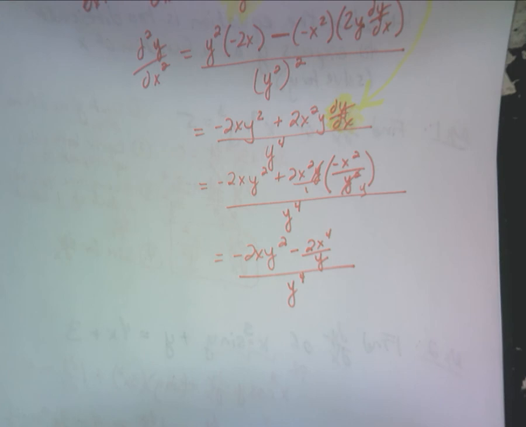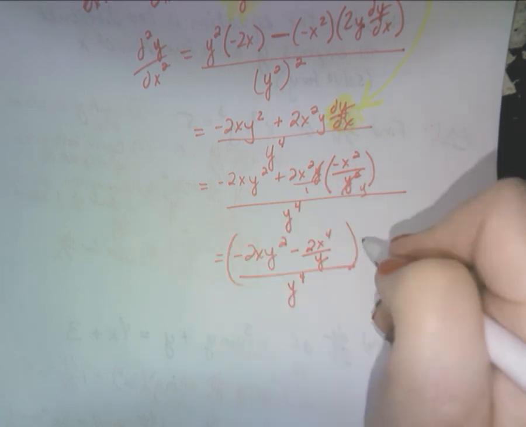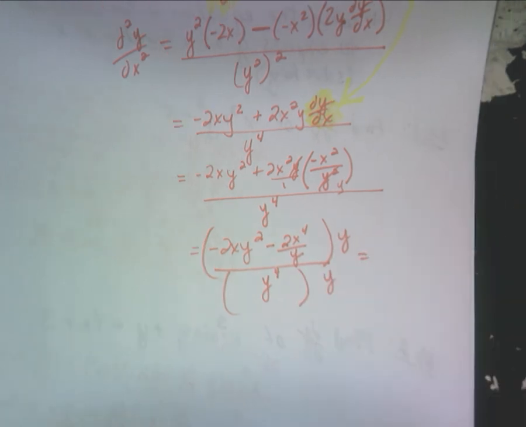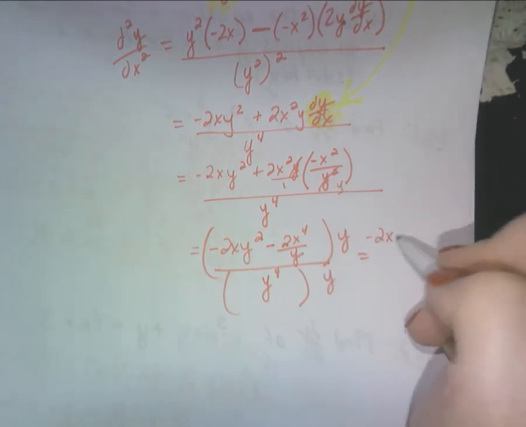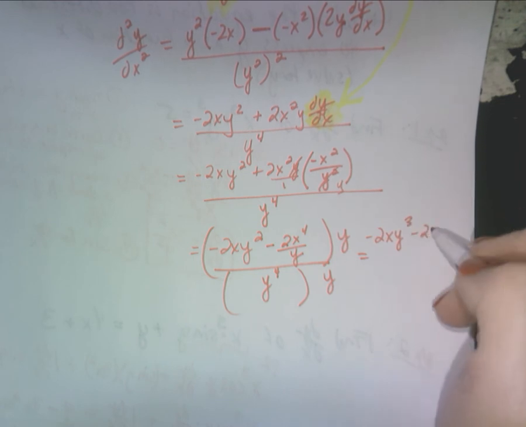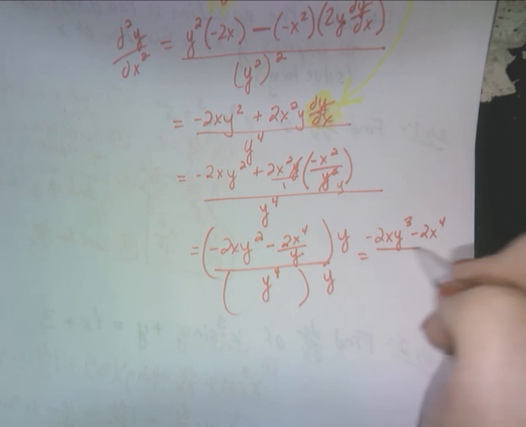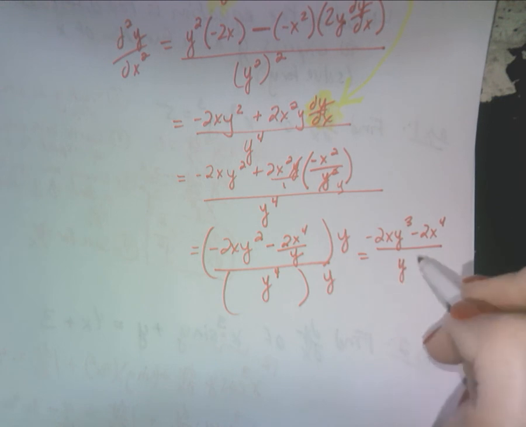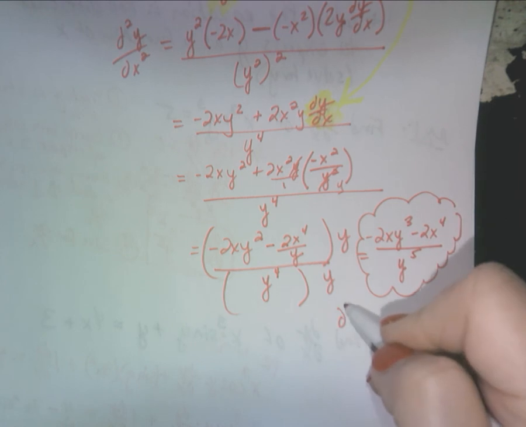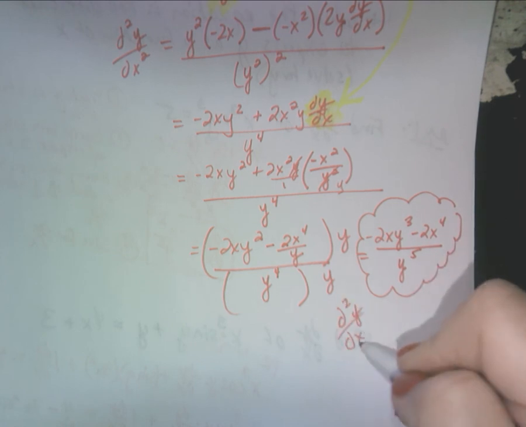Anybody know how you can clean this up even further? I know you're like, really? We're not done yet? What did I teach you yesterday about that common denominator? Just multiply the top and bottom by y to get rid of that y. You don't want a fraction within a fraction. So the best and final answer is negative 2x y to the 3rd minus 2x to the fourth all over y to the what power? Fifth. That is the second derivative. That is d squared y over dx squared.